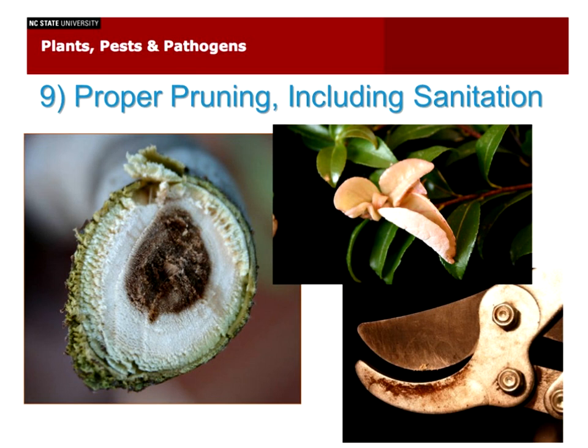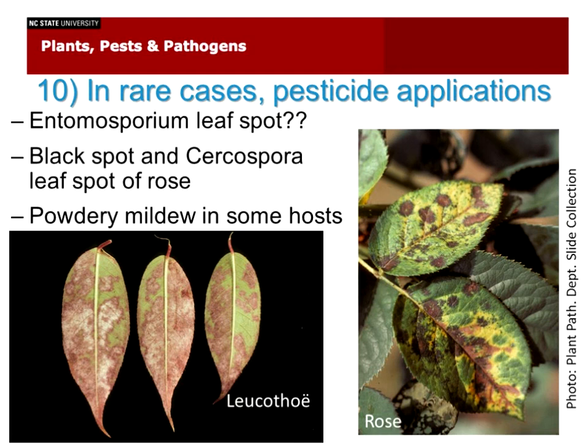Proper pruning includes sanitation pruning, so removing those cankered branches or removing things like, here's a nice picture of Exobasidium leaf gall on camellia, cutting those out before they have a chance to sporulate, and cleaning your pruning shears or knives frequently during the process. I've shown here how a little chip of wood can sometimes be carried over on those shears. Fire blight would be another type of disease where you would want to be using the pruning shear to get ahead of it if the tree is not too large.